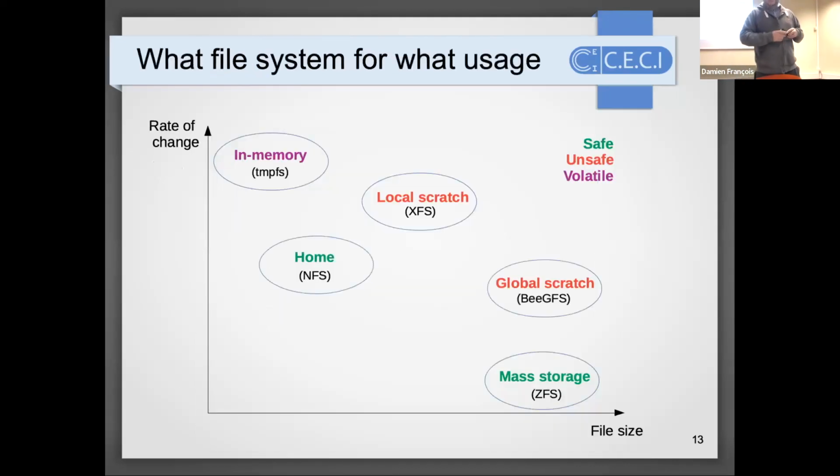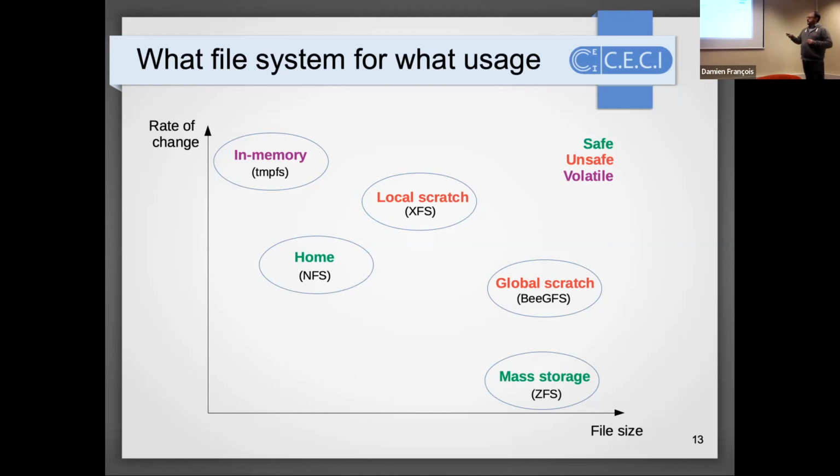So I said it's quite important to understand which file system to use for which application or which file you want to store. So if you draw a graph here with the file size, large files, and here the rate of change, which is related to the IOPS, the number of operations you will do on the file, you might want to choose a file system based on those properties.